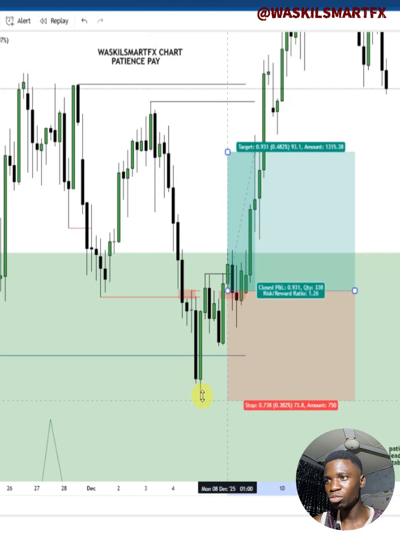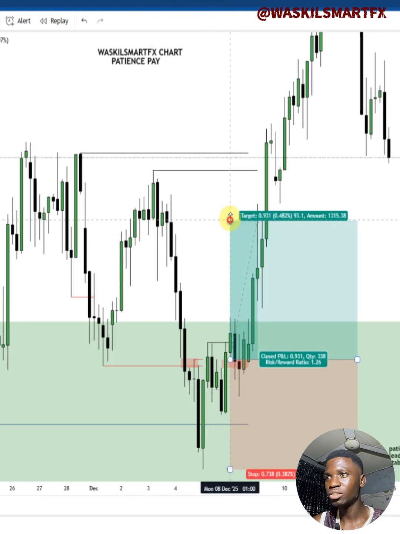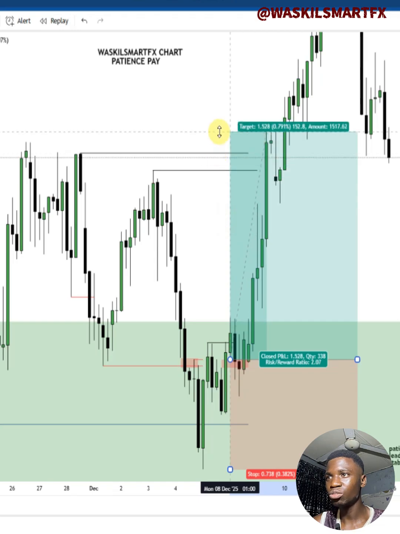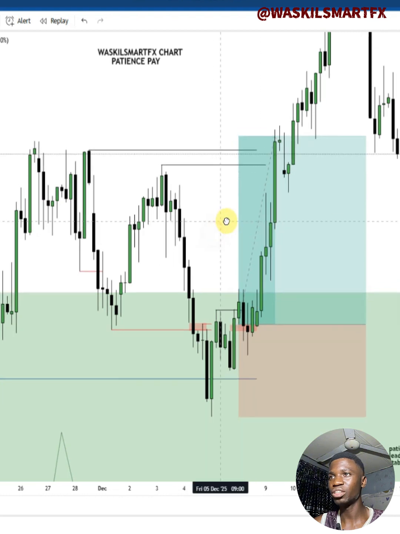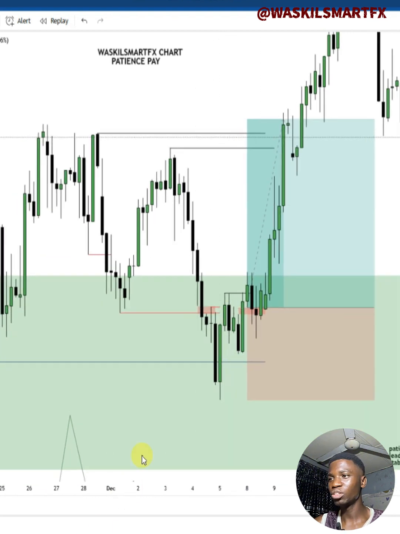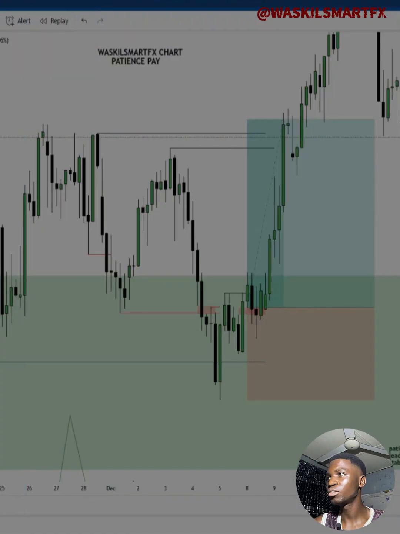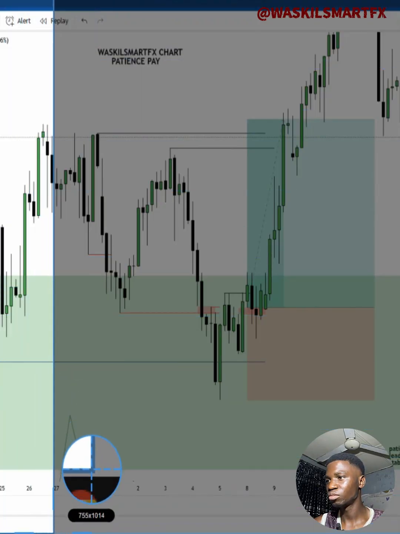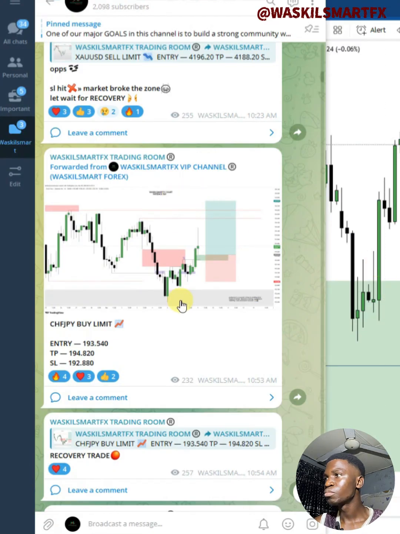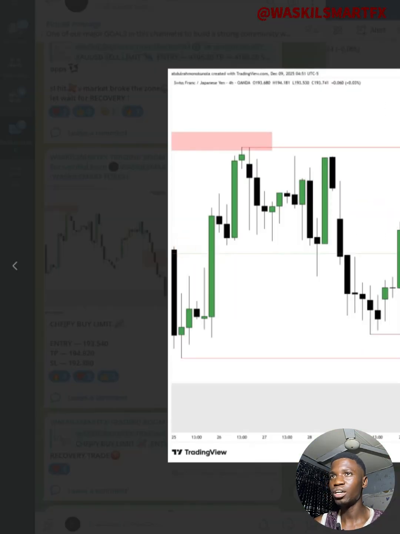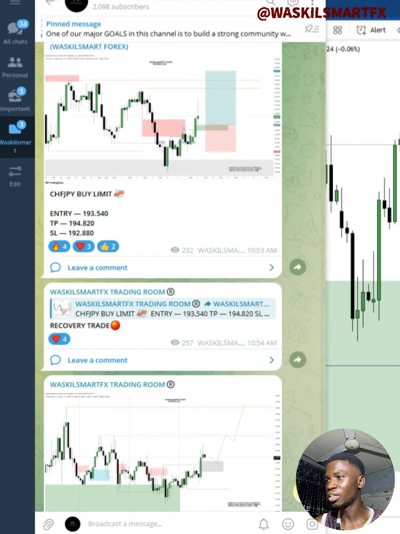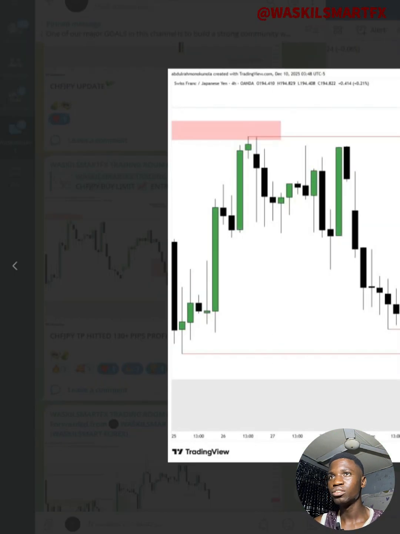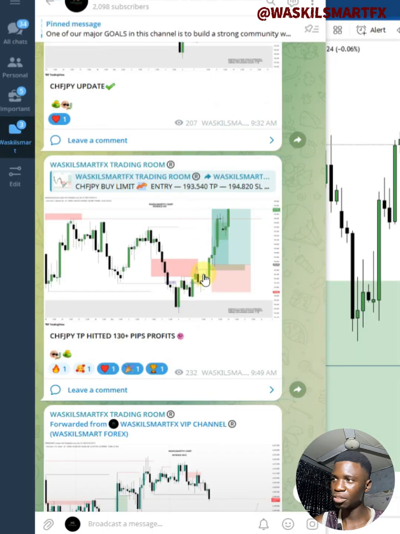Then my stop loss is this low here, and you can see it here. So I use 1 to 2. This is the exact way I gave out the trade, 1 to 2. And let me show you on my Telegram channel. So on the Telegram channel, you can see it here. This is how it looks, and let me show you the final. So you can see the final whole thing here.